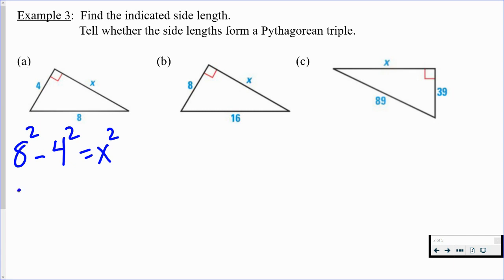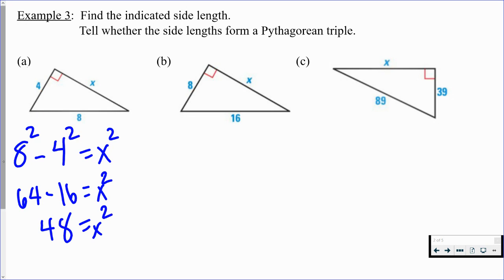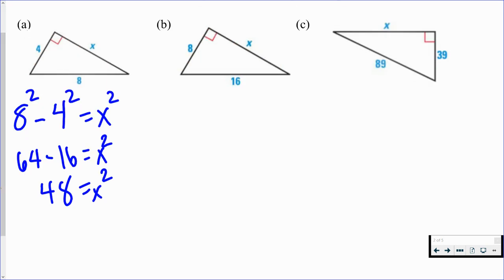So 8 squared is 64, minus 4 squared, which is 16. 64 minus 16 gives us 48. Now we want to take the square root. We have done this one before in our prior unit. Square root of 48, remember 48 is 16 times 3. So if we want to reduce that, square root of 16 is 4, and the 3 would stay inside. So 4 square root of 3 is x.